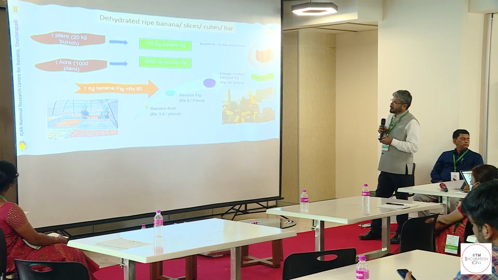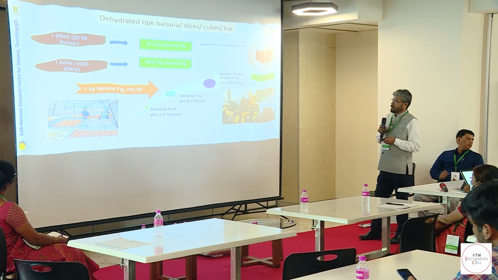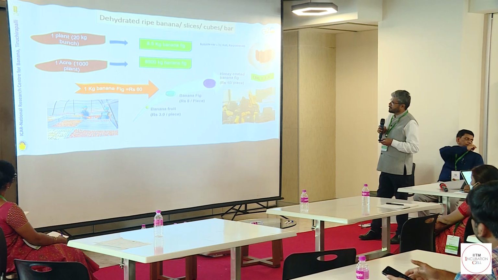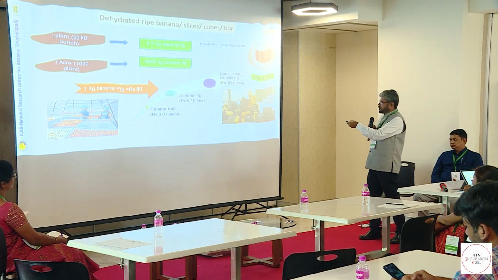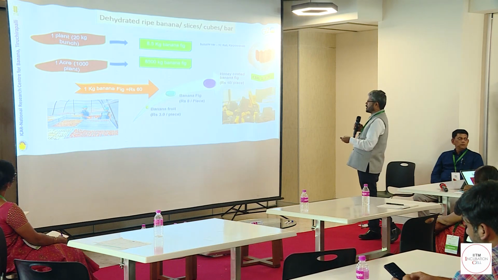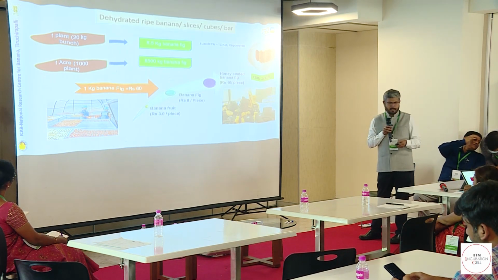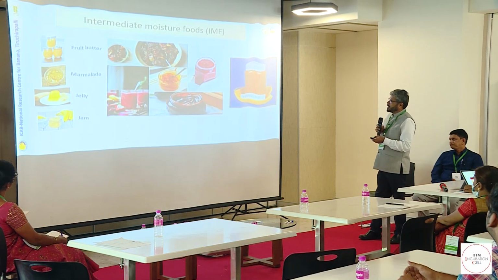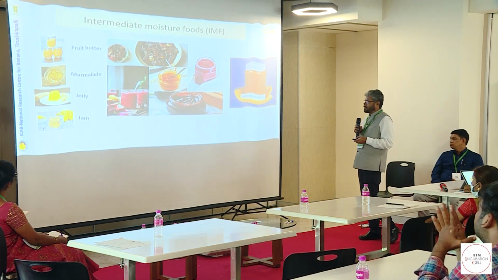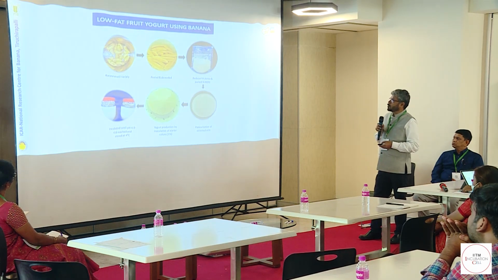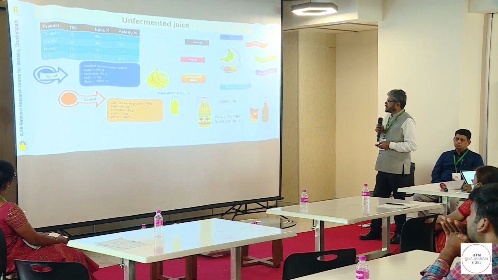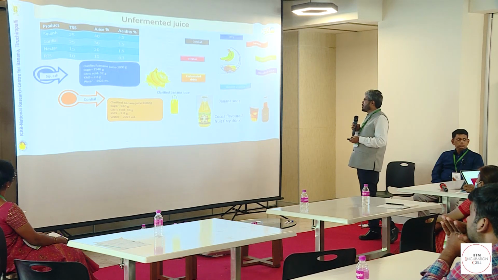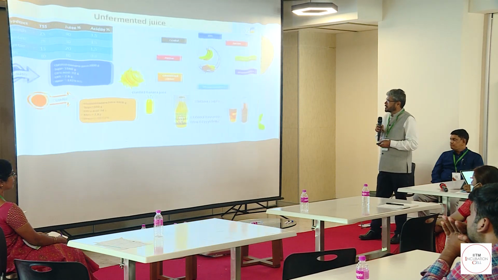As you said, one important thing is the fig, a dry dehydrated fruit. From 1 acre, you can produce 8,500 kg. If you sell the fruit at only 3 rupees, but with value addition you can sell at 10 rupees per piece. Then intermediate moisture foods like fruit butter, marmalade, jelly, jam. Then low-fat fruit yogurt also we have developed at our center. And unfermented juices like cordial, nectar, carbonated drink, RTS, squash, all these things we have developed in our center.